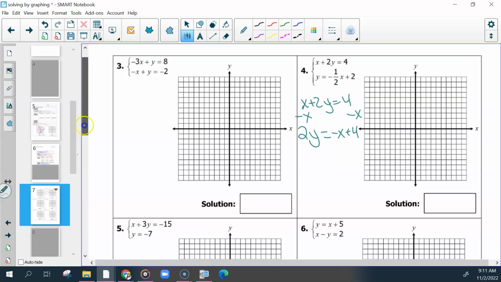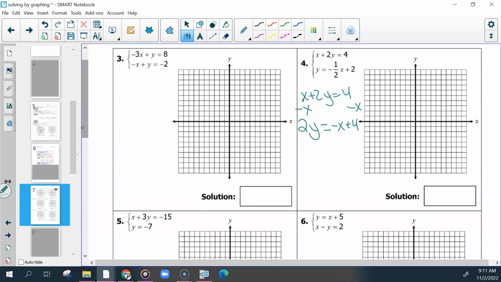And then to get y by itself, we would do what? Divide everything by 2. So this is the same thing as negative 1/2 x plus 2. Look at the 2 equations we have. What do we notice about them? They're exactly the same. That means this is going to be the same line graphed on top of each other. So I can jump to the solution because I know this is going to be infinitely many, so you can put the infinity sign or "infinitely many," either or.